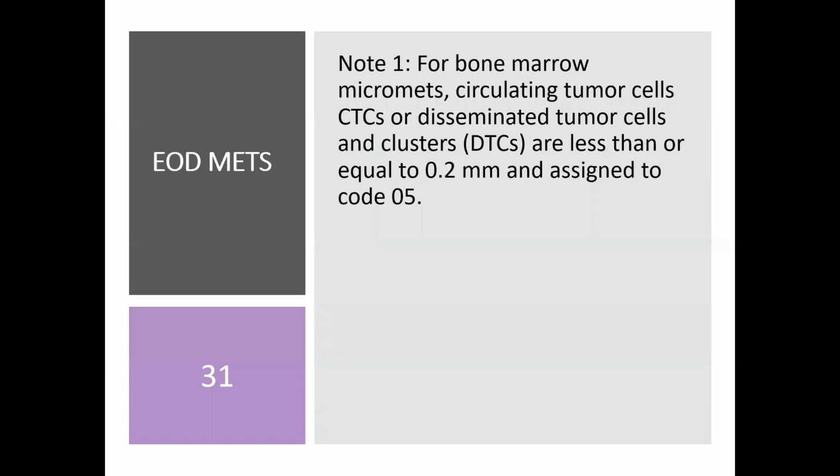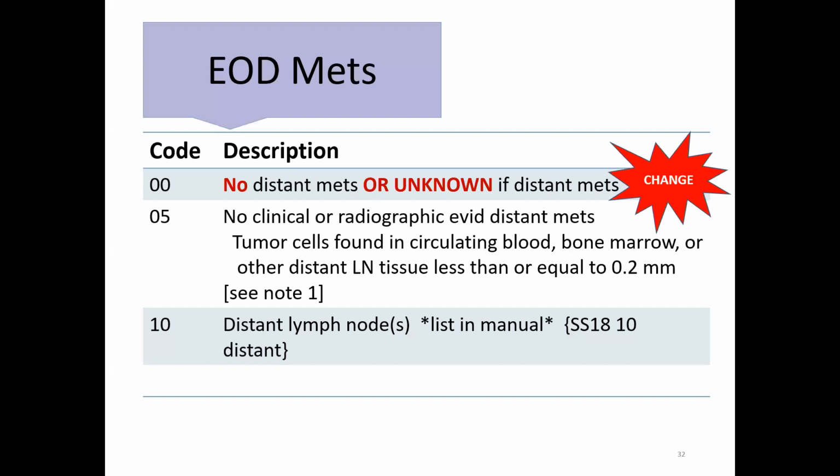All right, we'll move on to the EOD METS field. There's only one node and it pertains to bone marrow micromets. If you have bone marrow micromets, circulating tumor cells, or disseminated tumor cells in clusters, and they are less than or equal to 0.2 millimeters, there is a code 05 that we will code those to.